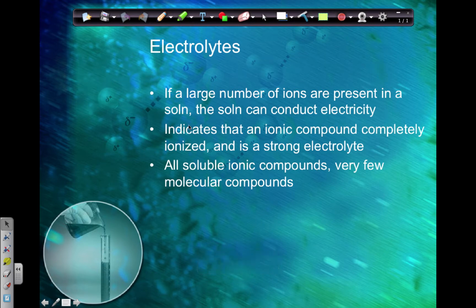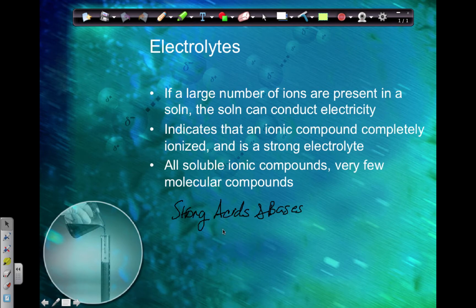If you have a large number of ions in the solution, it can conduct electricity, which is why it's called an electrolyte. It indicates that an ionic compound has completely ionized. So anytime that we have an ionic compound that dissolves into water, it's a strong electrolyte. So all soluble ionic compounds are strong electrolytes. Also, strong acids and bases are strong electrolytes, because they will also produce a large amount of ions in the solution.